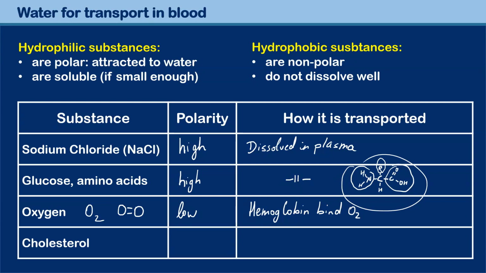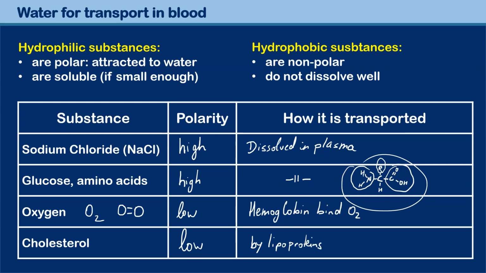And also cholesterol, what we have down here. Cholesterol is a lipid, and of course the polarity is quite low. So it cannot be transported very well directly dissolved. So the cholesterol is transported by so-called lipoproteins.